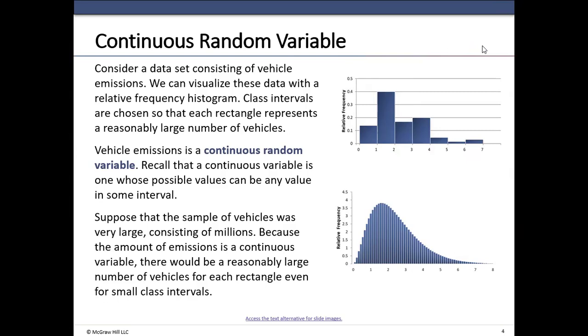Why? Because we have so many vehicles, even if the class width is small, we have a large number of vehicles in each interval. And we are measuring vehicle emission, I think in grams per mile, something like that. So between 0 and 1, we have many classes in the second diagram at the bottom. It's a relative frequency histogram, just like the one on the top. The only difference in the bottom one is that we have more data points in each group or each class.